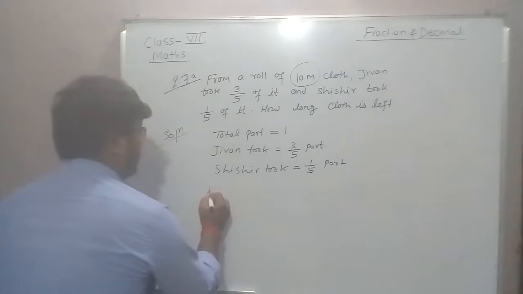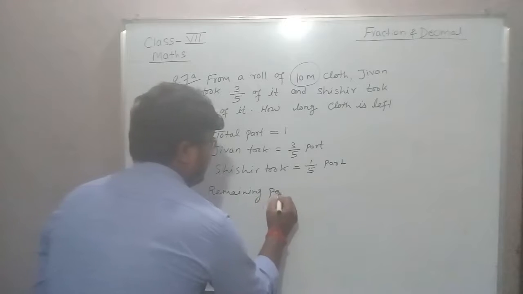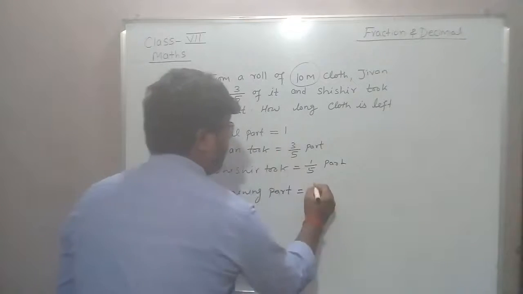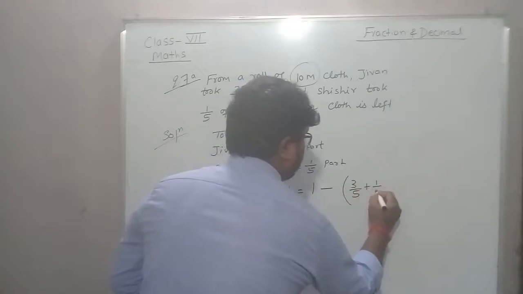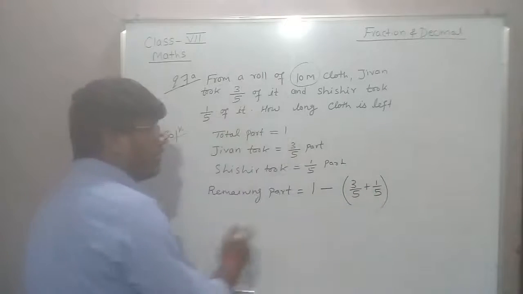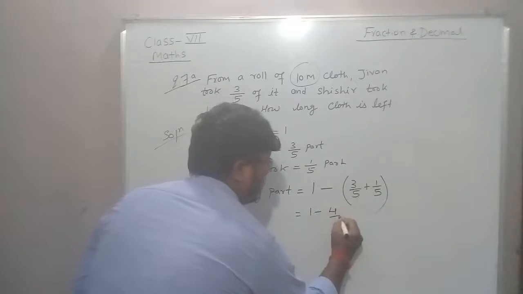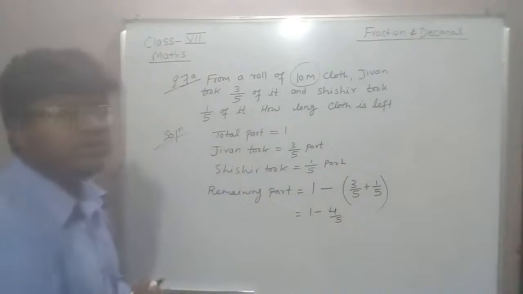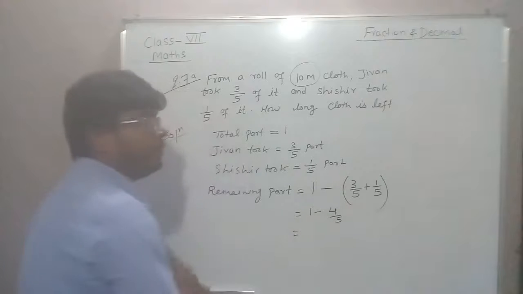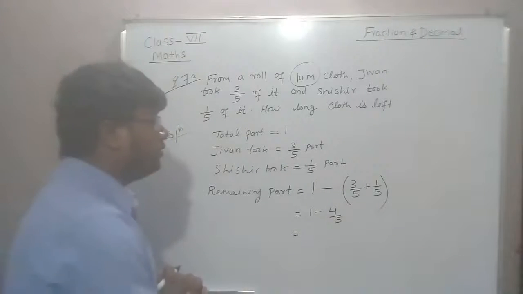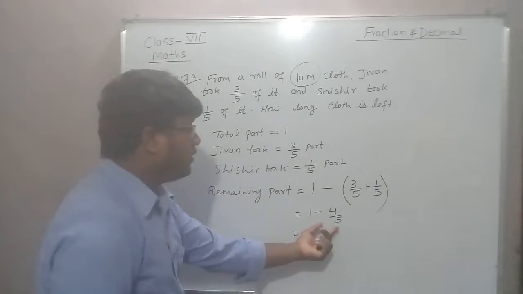So remaining part is how much now? Remaining part is from your total, that is 1, you subtract 3/5 plus 1/5. So how much will you get? 1 minus 3 plus 1, 4/5, because the denominators are the same, so we can directly add the numerators. So here 1 minus 4/5. I hope you can easily do this; you have learned this in the lower classes.